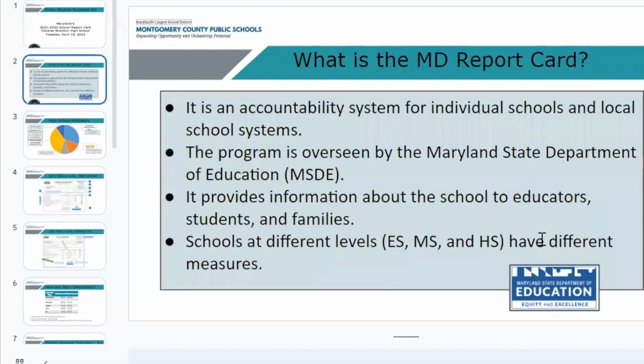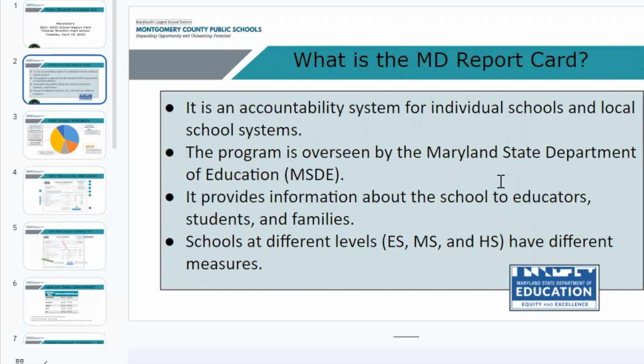If you give me just a moment, I'm going to go ahead and bring up the presentation for tonight, and then we'll get started. So today what we're going to talk about is background information about the Maryland report card. This is slide number 2.